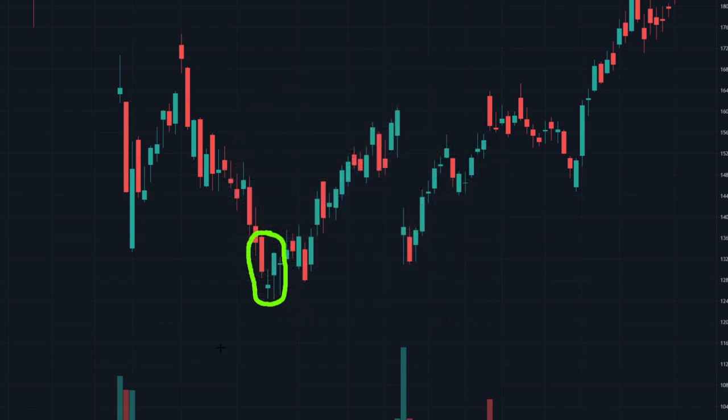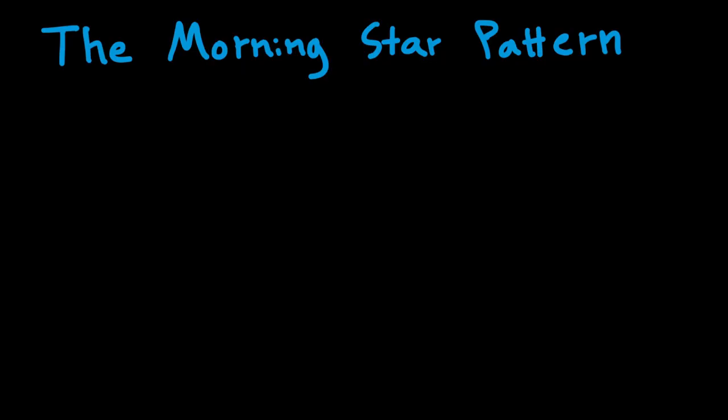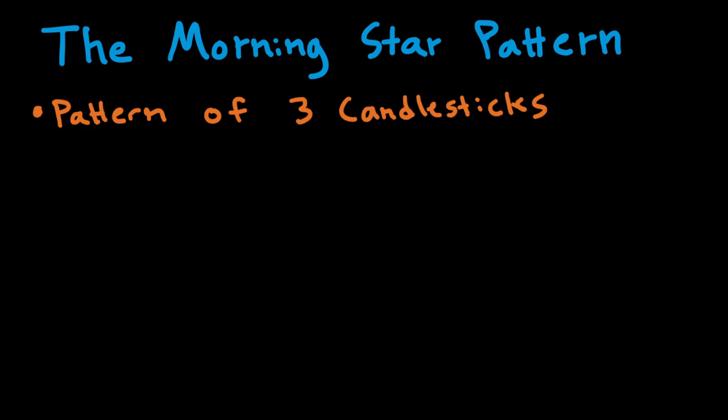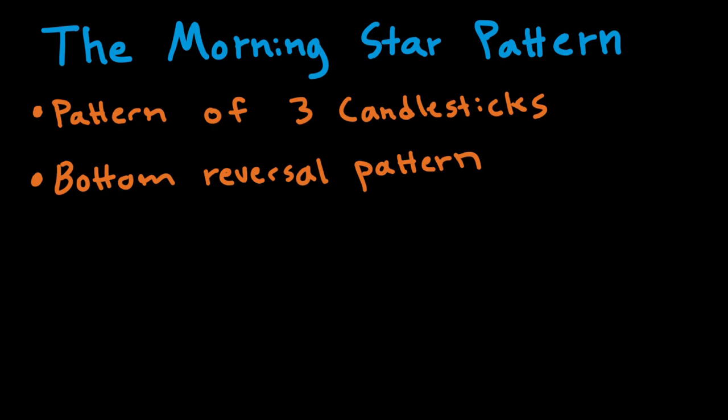Before looking at some charts, let's zoom in a bit and take a look at what the pattern actually is. So let me pop up Paint here. All right, so the morning star pattern, what is it? Well, first of all, it is a pattern of three candlesticks, and the pattern is considered a bottom reversal pattern. So it is a bullish reversal. And now let's take a look at the three candles that make up the pattern.